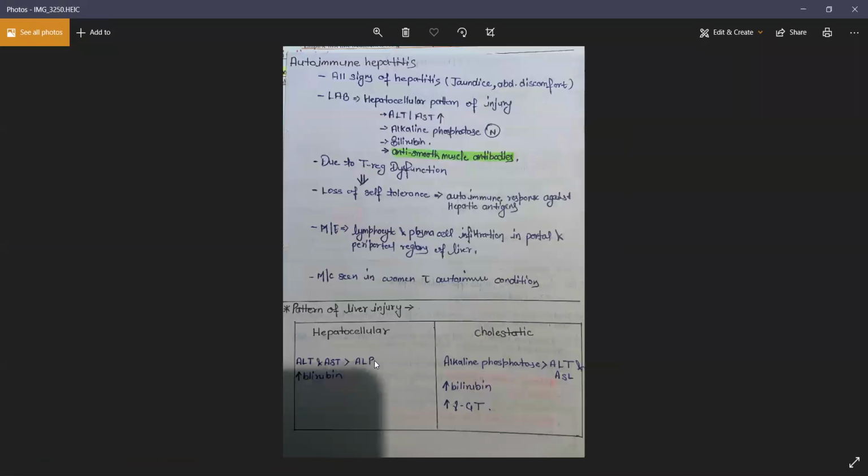Then we have discussed autoimmune hepatitis and the patterns of liver injury. In case of hepatocellular liver injury, you will have higher ALT and AST than alkaline phosphatase. In case of a cholestatic pattern of liver injury, you will have a higher level of alkaline phosphatase than ALT and AST.